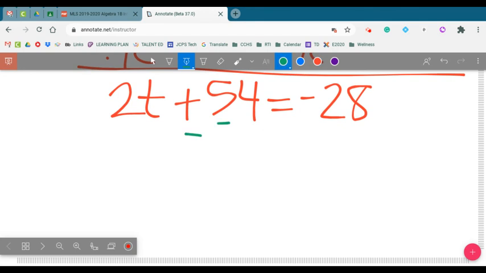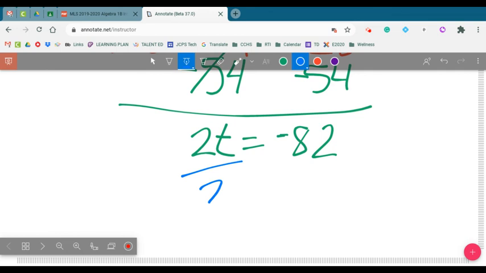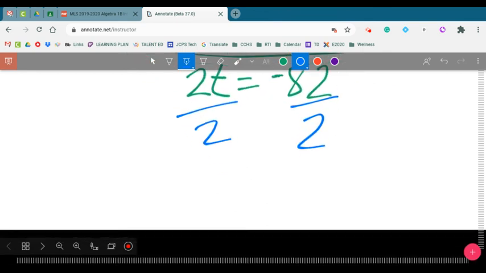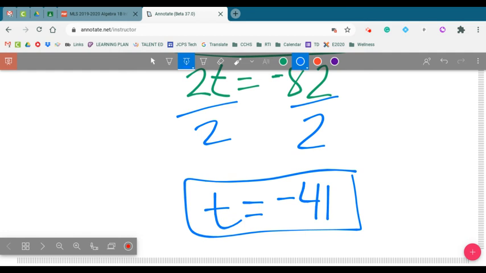Next step, you want to subtract 54 on both sides. You're left with 2t equals negative 82. And then our last step is to divide by 2. And you can always, if you're like Mrs. Gilbert, I do not know what negative 28 minus 54 is, you can put that in your calculator and you will get negative 82. So you're going to get t equals negative 41. Any questions on that?